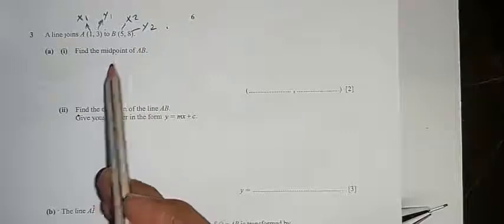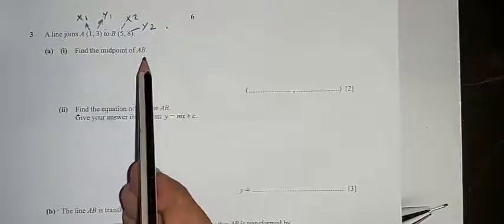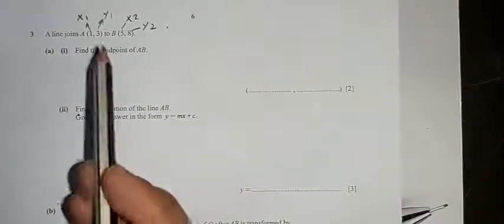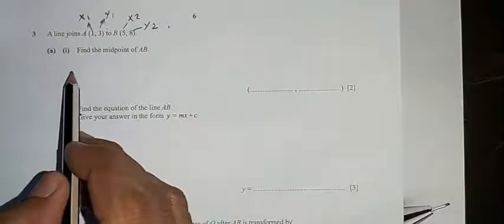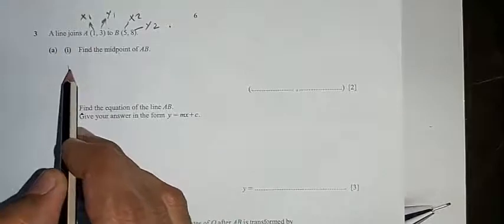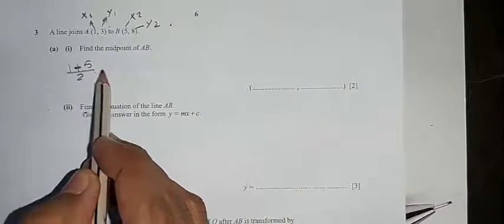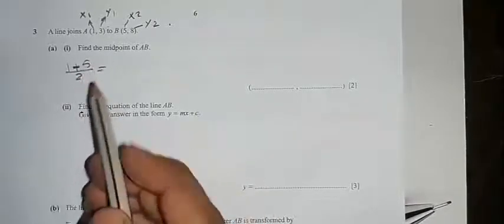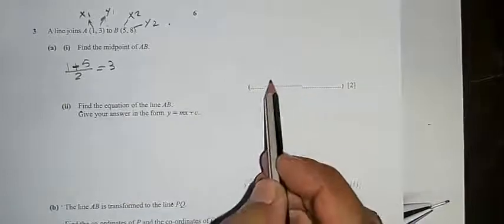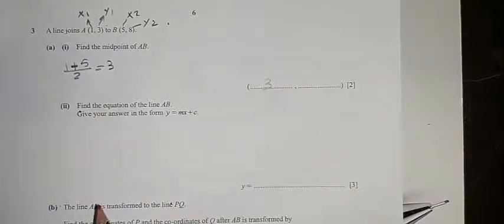To find the midpoint between 2 points, or the midpoint of any line between 2 points, we add x1 plus x2, then divide by 2. This is for x: x1 plus x2, 1 plus 5, and divide by 2. 1 plus 5 is 6, 6 divided by 2 is 3, so the x coordinate here will be 3.